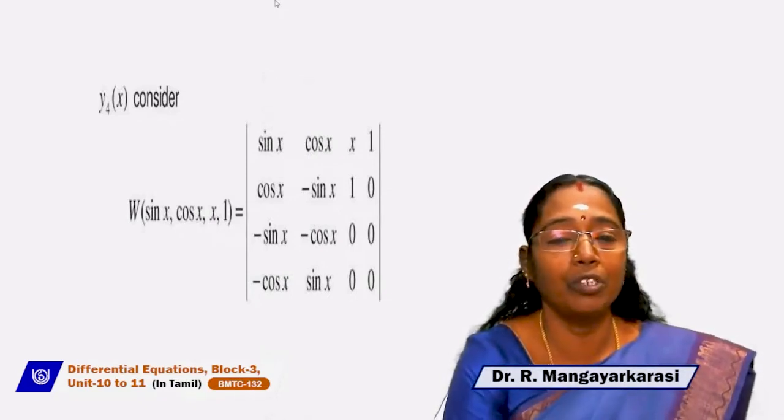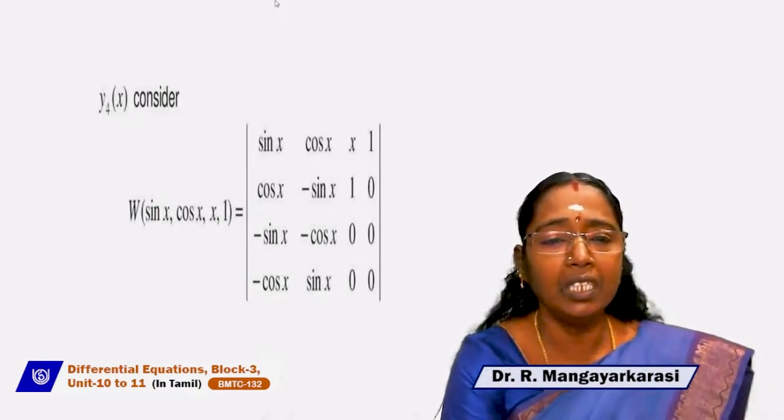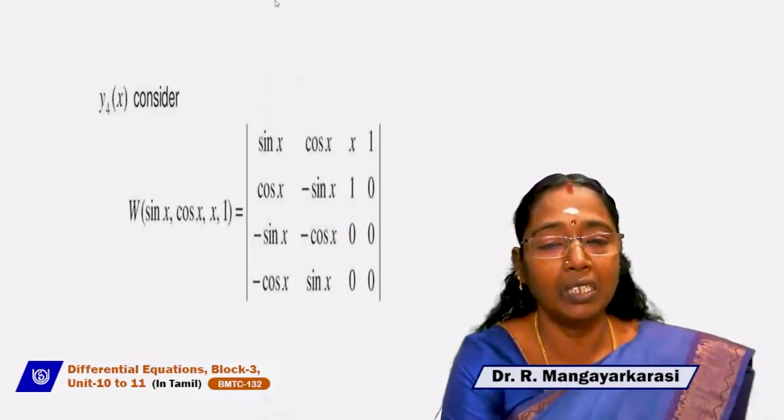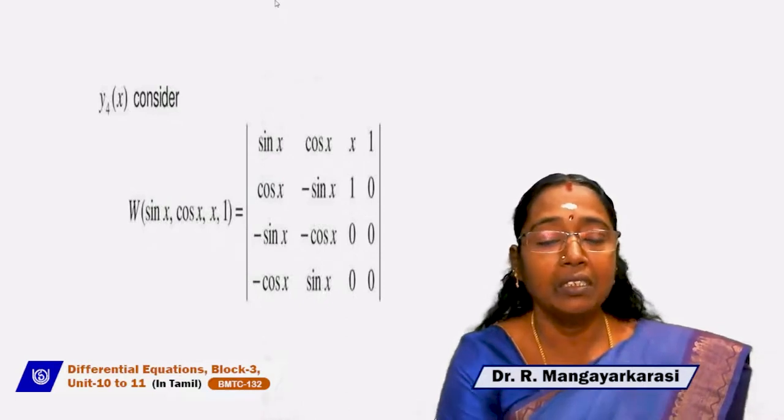See here, we have a 4 by 4 matrix. How to obtain the determinant of this 4 by 4 matrix? In the first row, the fourth column element is 1 and all the remaining elements are 0. So you reduce this 4 by 4 into a 3 by 3 matrix. What is the 3 by 3 matrix? Cos x, minus sin x, 1; then minus sin x, minus cos x, 0; minus cos x, sin x, 0. In this 3 by 3 matrix, the third column, namely 1, 0, 0, has only one nonzero element.